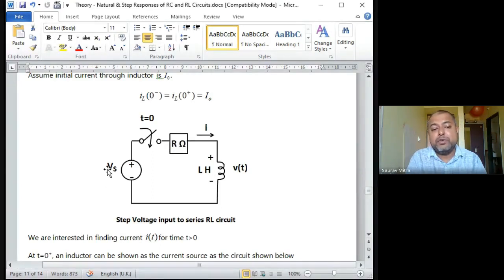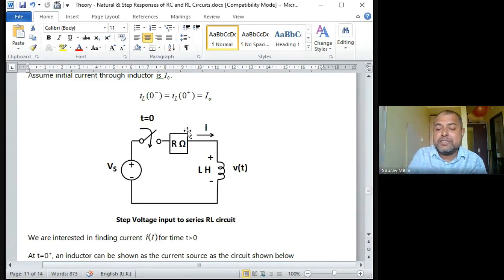So if you are giving 1 volt, you will find that 1 volt is appearing across the resistor, and the current flowing through the circuit is V divided by R. That is called a step response. Step response means whatever is the current through the circuit, or the voltage across the resistance, when a step input is connected to the circuit.